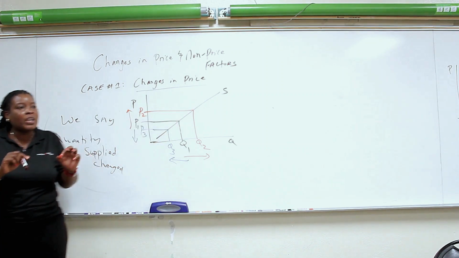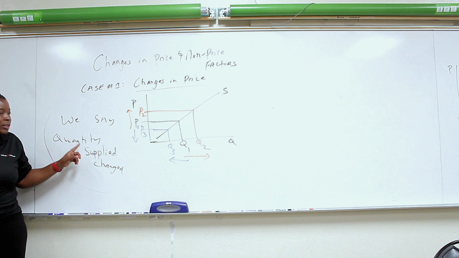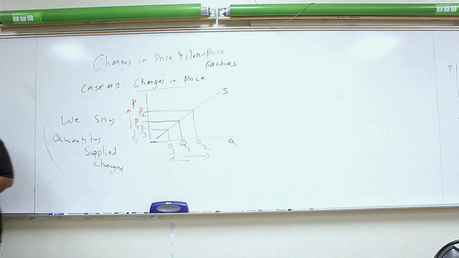The very specific language you use is the quantity supplied changes, not supply. You'll see the difference in a minute. So this language is very specific, so be very careful. Price of the good in question today: quantity supplied changes. We slide up and down on the same supply curve.